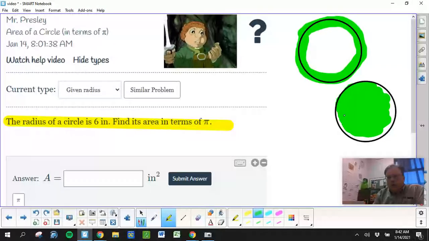And man, one of my joys as a math teacher is to get to color every once in a while. I'm not very good at it, but I enjoy it.